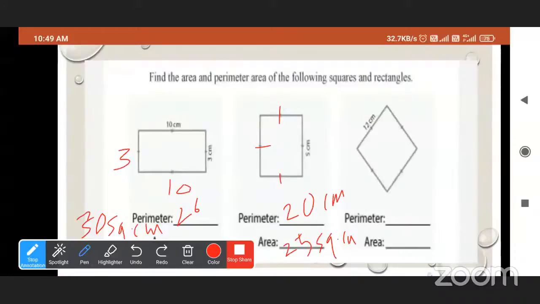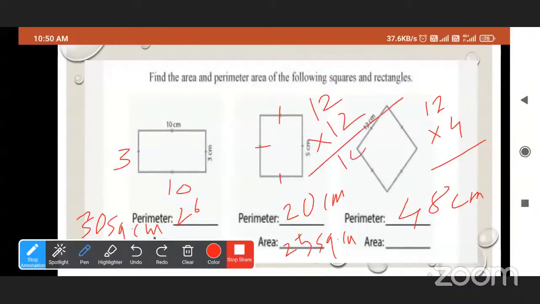And see, the third one is also a square. One side is given, that is 12 centimeters. So to find out perimeter, we have to multiply it by 4 because all four sides are equal. So this is 48 centimeter, and to find out area, we have to multiply side by side. So 12 into 12 is 144 square centimeter.